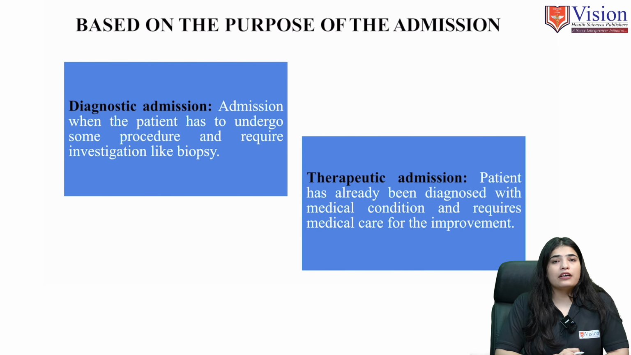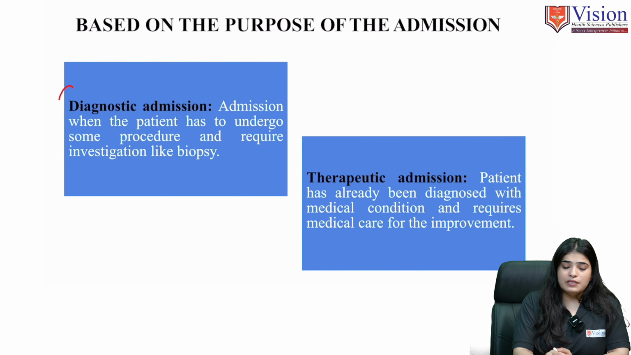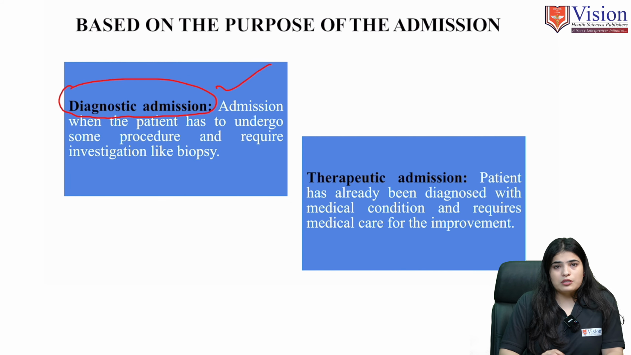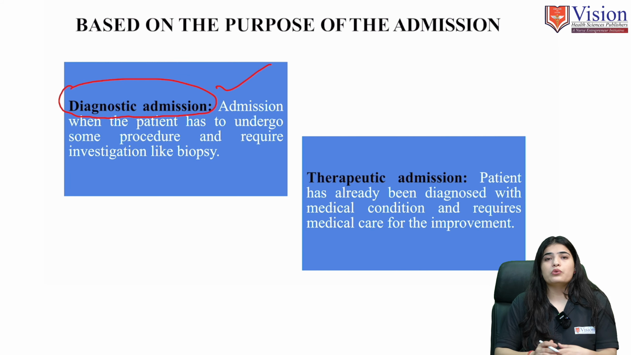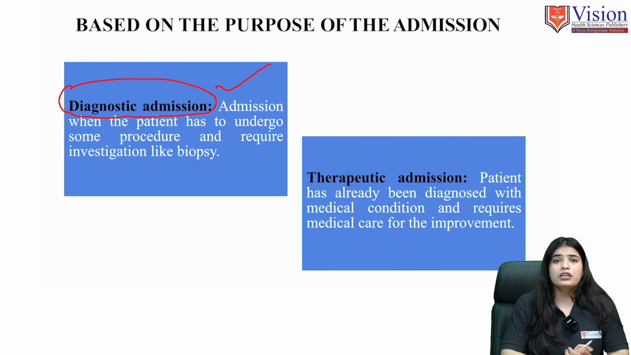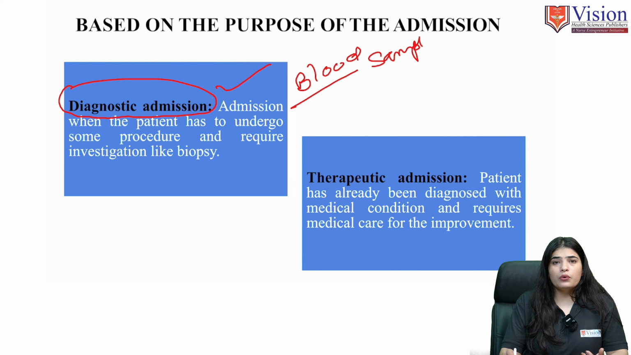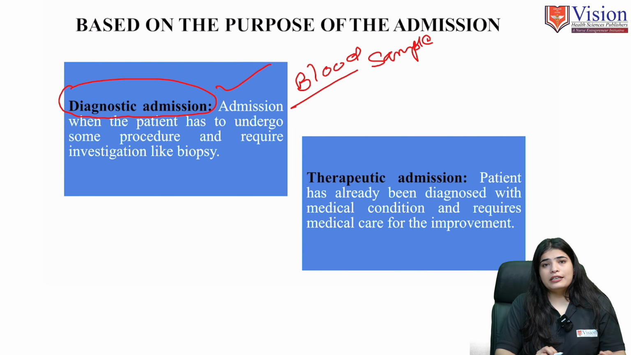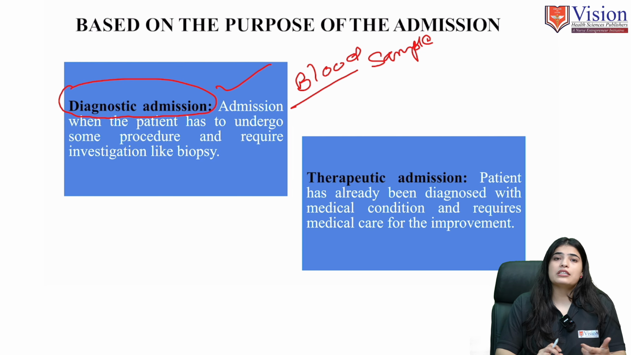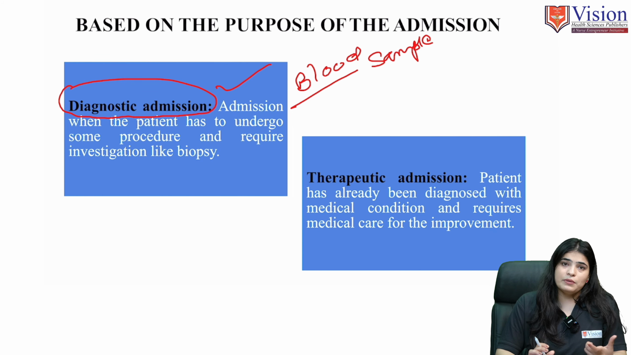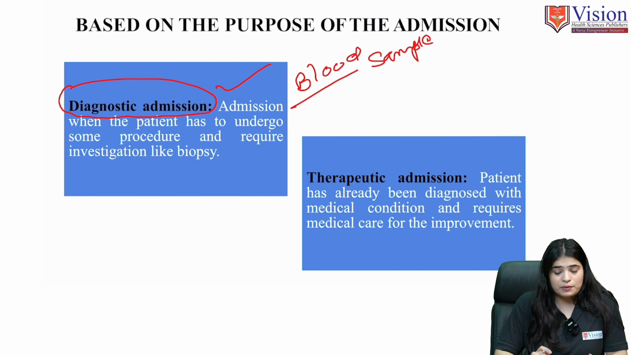So the first one is diagnostic admissions. As the name suggests, the patient is admitted to the hospital because they have to undergo some diagnostic procedures. As we all know, there are so many diagnostic procedures. Sometimes it is a simple blood sample, but sometimes we have to do the diagnosis with the help of surgeries too. For that, the patient may need to stay in the hospital.